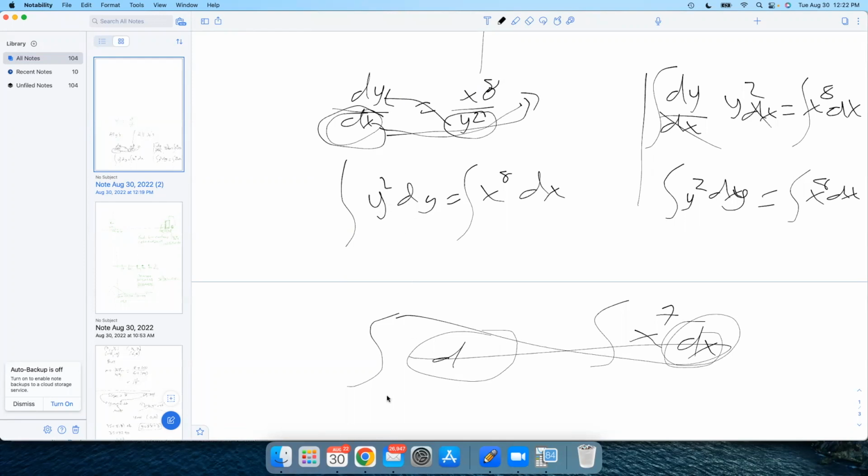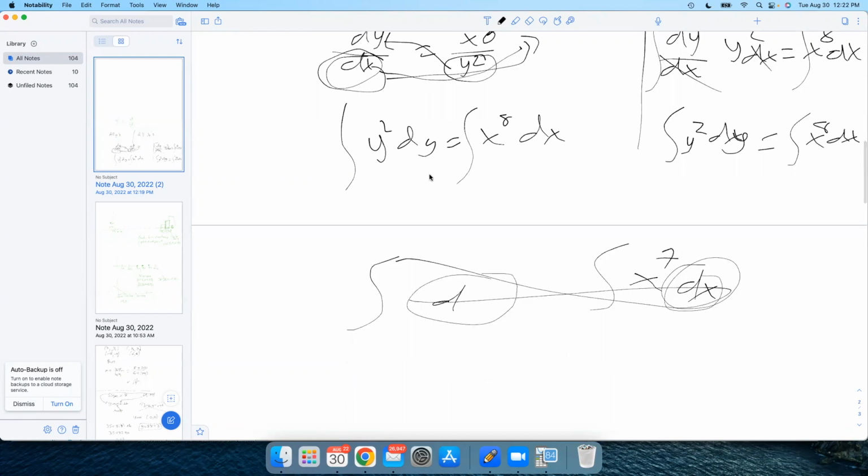So here I'm integrating this side with respect to y. So the antiderivative of y squared dy would be y cubed over 3. Technically plus c, but we're going to squish all our c's together on the other side. The antiderivative of x to the 8th would be x to the 9th over 9 plus c. Don't forget your plus c. The plus c comes at the moment when you integrate. Now, you can't wait until the end on these and throw your plus c in.